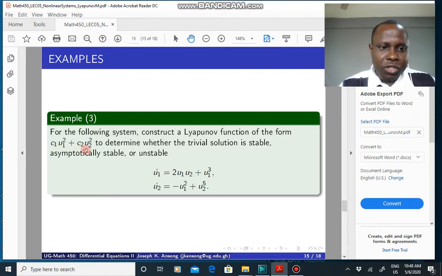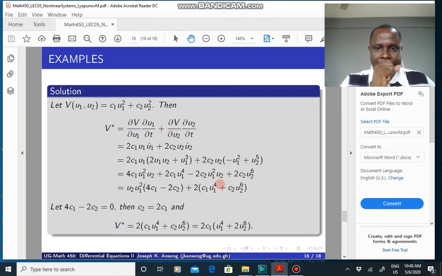So you want to construct it, and after constructing it, you want to use it to determine the stability of the equilibrium point, the (0, 0). So this is the system. How do you go about it? You do the same thing.